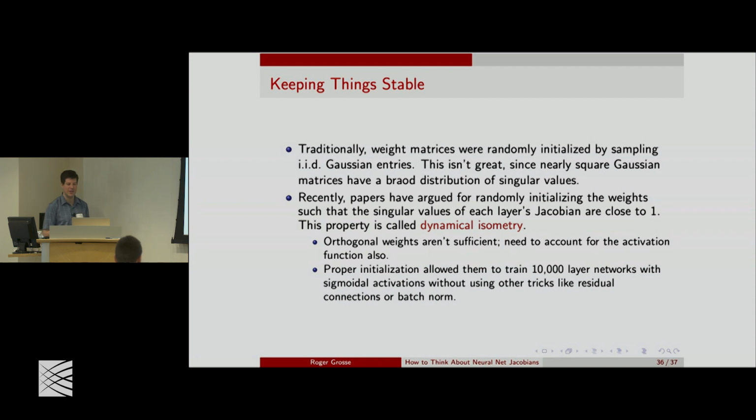There's a property called dynamical isometry. It's not sufficient to only orthogonalize the weight matrices, because you also have nonlinear activation functions to worry about. But they've found ways to do this in various settings. And if you initialize it just right, you can actually train 10,000 layer networks with things like logistic activation functions, which are generally considered to be really hard to train. And they can do that without using all our other modern tricks like residual connections and batch norm.